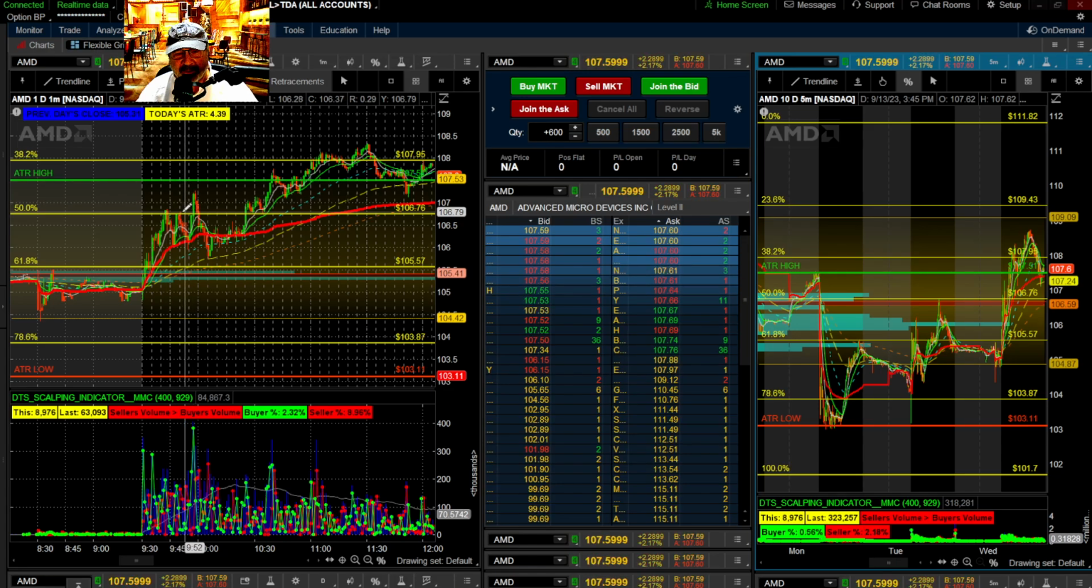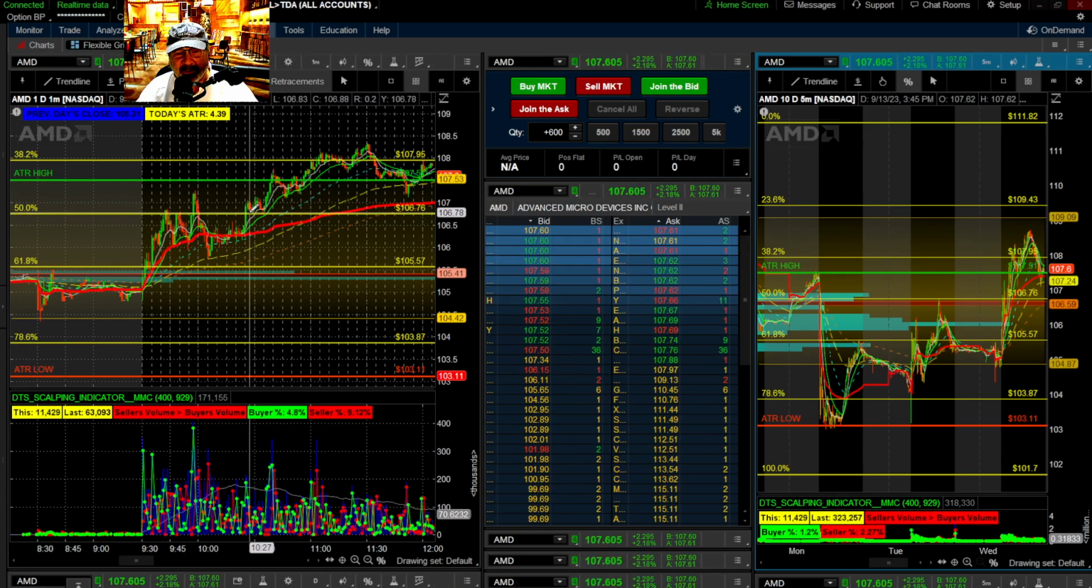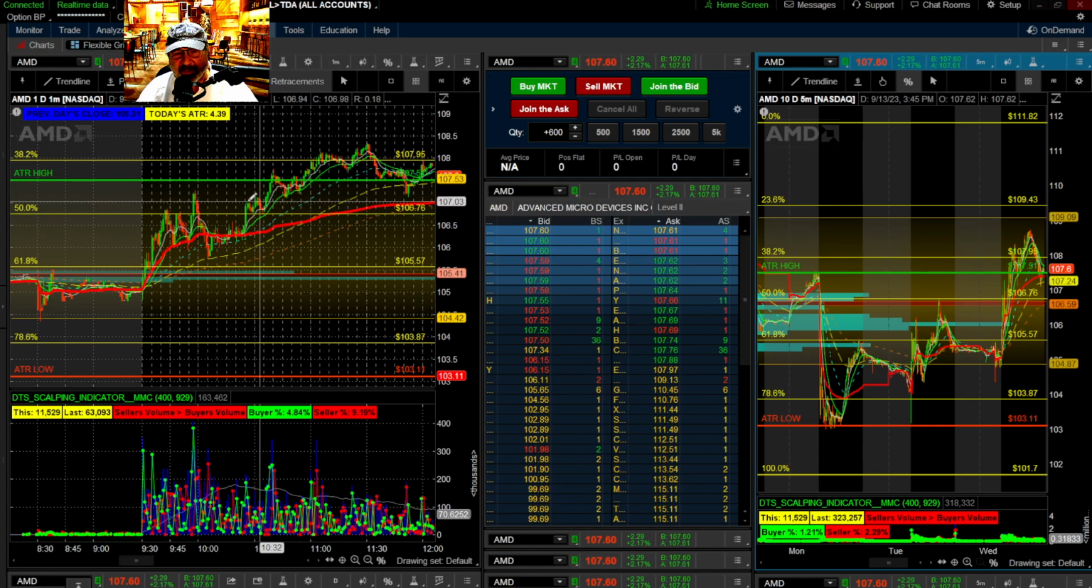Look at already how it respected that fib. So these aren't just random. These are called out on high and low over a 10-day period for a reason. So that's our first Fibonacci.